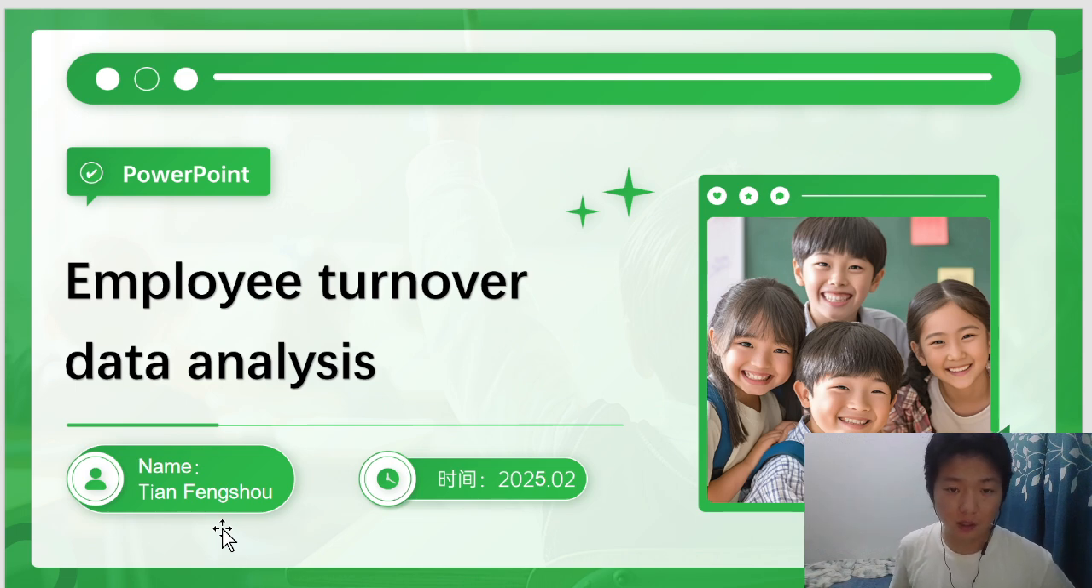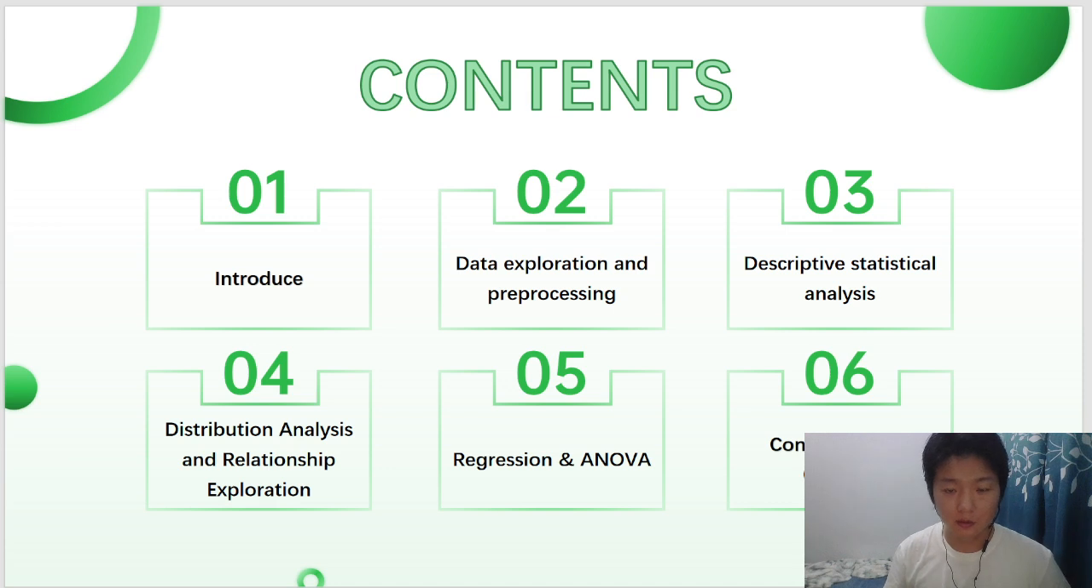My project title is Employee Turnover Data Analysis. It includes six points. The first is the initial task. The second is data exploration and processing. Then is descriptive statistical analysis. The fourth is distribution analysis and relationship exploration. The fifth is regression and ANOVA. The sixth is the conclusion and outlook.